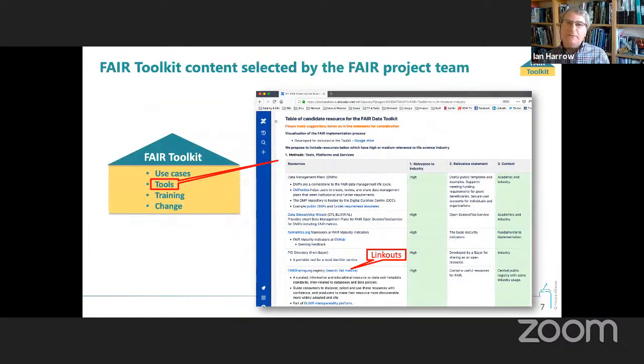We assembled relevant content using a simple wiki. That's how we began pulling together what could go in the toolkit, so we could make decisions on what is the most relevant for the audience who are actually funding building this toolkit. So that's life science industry companies in particular. The wiki was really important for pulling together such relevant content, as shown on this slide.